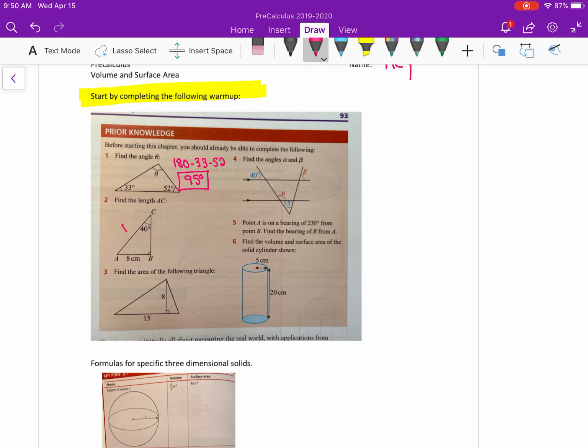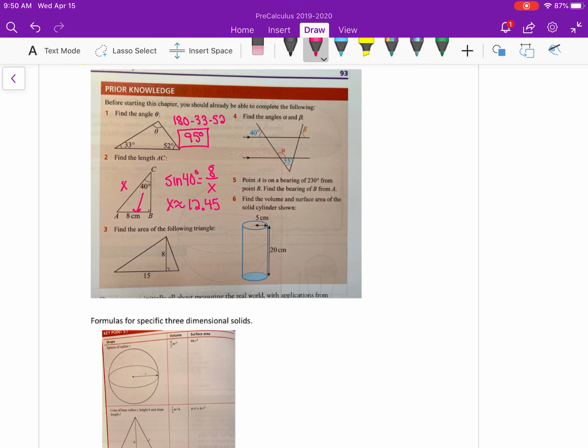Here we are looking for the length of AC, so if I label that X, I have an angle here, I have the side opposite, and I have the hypotenuse, so that is sine of 40 degrees equals 8 over X. When I do the math out and solve, I get X is approximately 12.45.